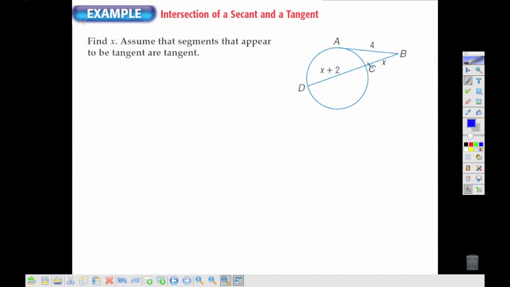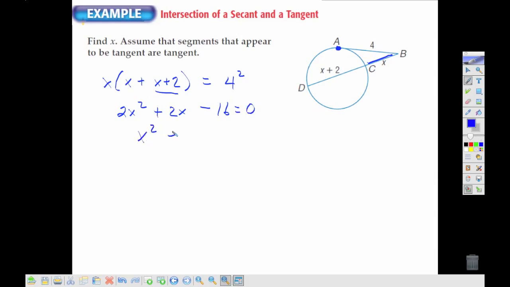So in this problem, we have x on the outside. So I'll start with x, and it's on a secant, so we'll multiply that by the whole thing, which would be the outside part plus the x plus 2, which is on the inside. That's going to be equal to the 4, which is on the outside, but it's a tangent line here, so we're going to square that. We'll end up with 2x squared plus 2x minus 16 equals 0. And we could also divide everything by 2 to make this a little bit easier.